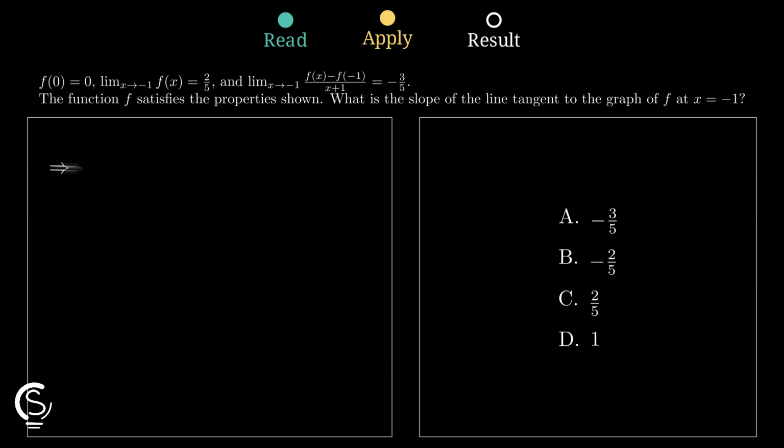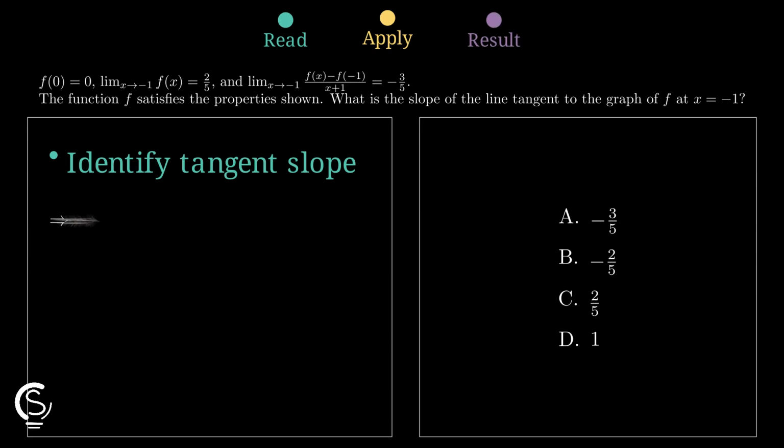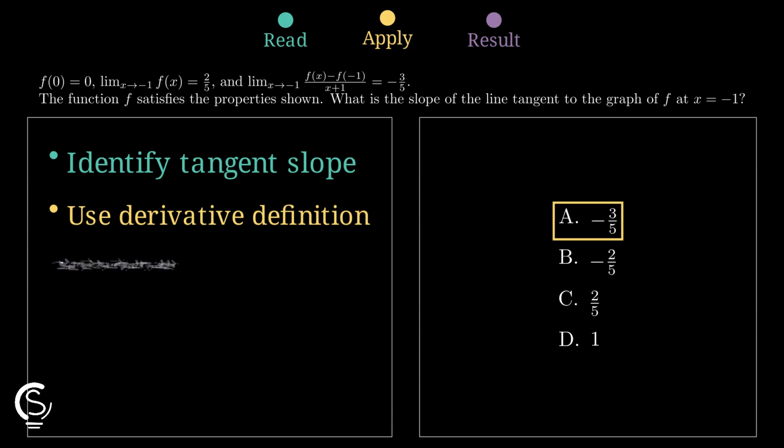Check the limit carefully. As x approaches -1, the fraction (f(x) minus f(-1)) over (x plus 1) approaches -3/5, exactly the derivative definition. Since x plus 1 is x minus -1, that limit equals f prime at -1, so the tangent slope is -3/5.